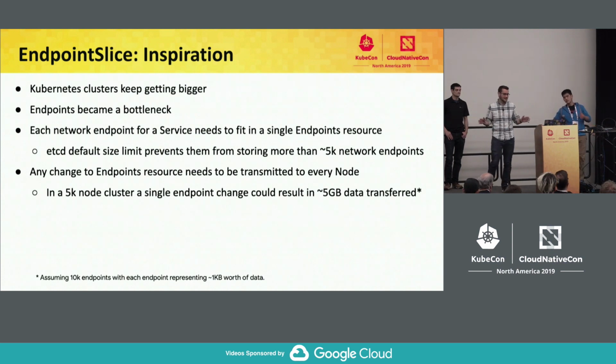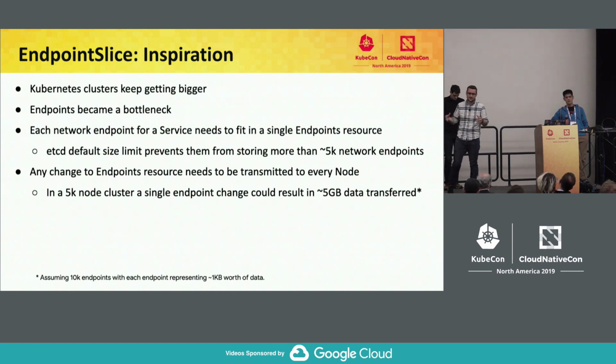Now this works great up to a certain point, but when you start to get services that have lots and lots of endpoints behind them, let's say you have thousands of pods, you start to run into some real scalability issues because all of those endpoints stop fitting in a single resource. There's a real size limit, etcd default size limit, that just prevents that from happening. By default, that's somewhere between 5,000 and 10,000 network endpoints, depending on a few different configuration variables. But at that point, you just run out of space in your endpoint's resource.